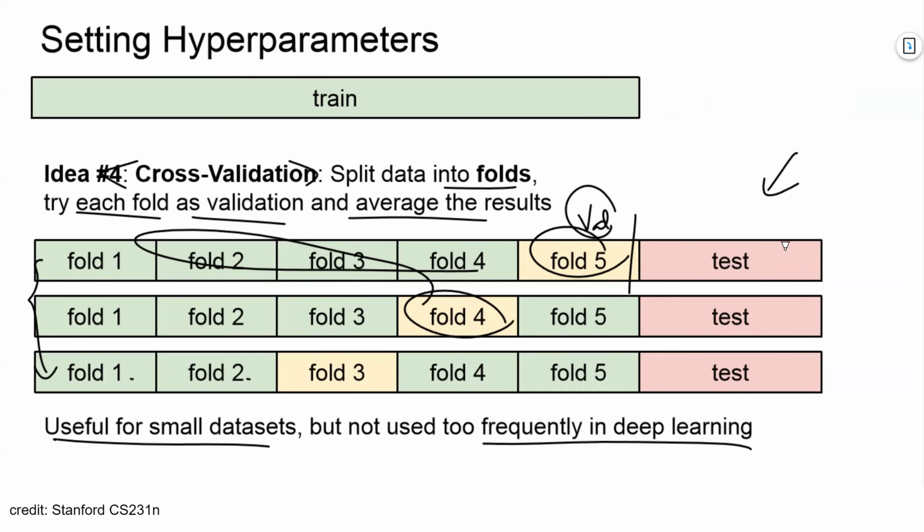And for big data, this process is not feasible because to train ChatGPT, it takes at least 30 days with 1,000 GPUs. And you can't repeat this process multiple times. So this is not very common in deep learning.